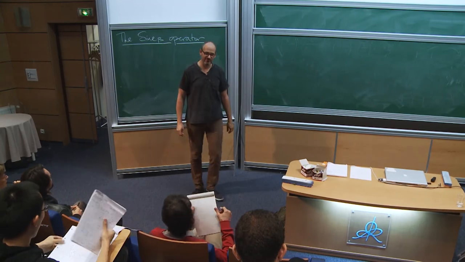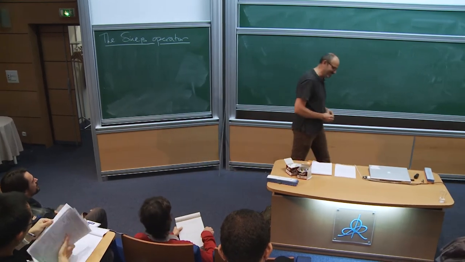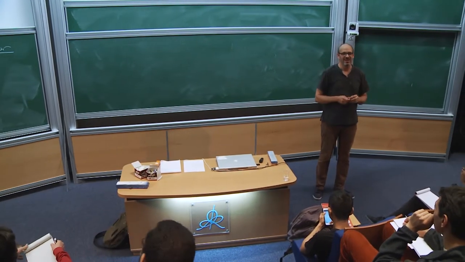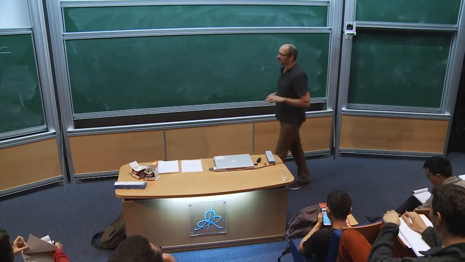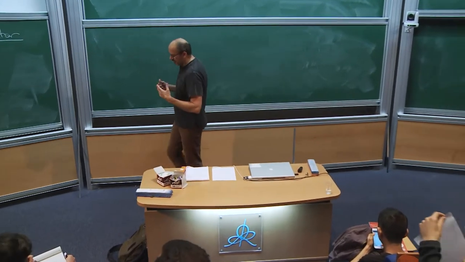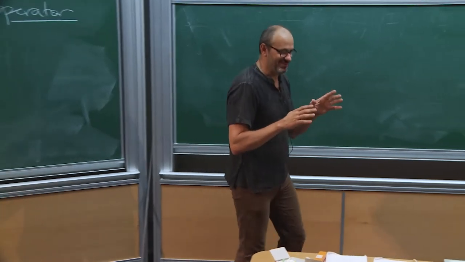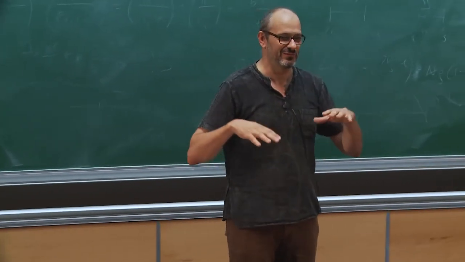I invited everybody to vote on what to talk about, and the votes came in, so I'm going to talk about the bulk limit this time. This lecture is going to be slightly different in nature from the previous two. We're not going to start from random matrices, but rather we're going to go from top down.